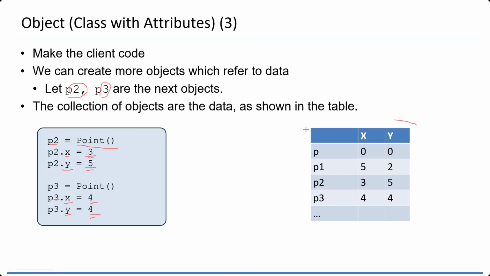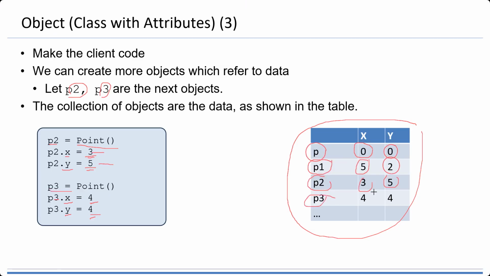Then the collection of your data will be something like this. When you create the object P, you will have x is 0 and y is 0. When you create the object P1, the x is 5 and the y is 2. When you have the object P2, the x is 3 and the y is 5. When you have the object P3, then the x is 4 and the y is 4.